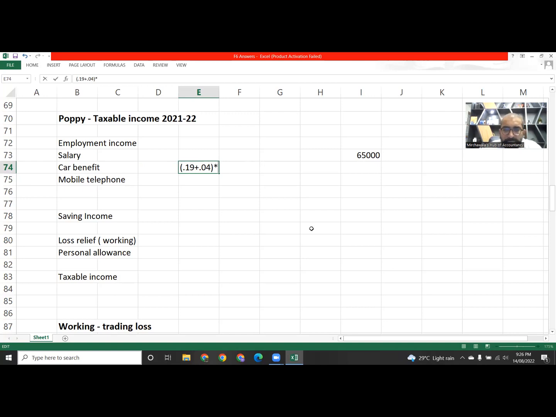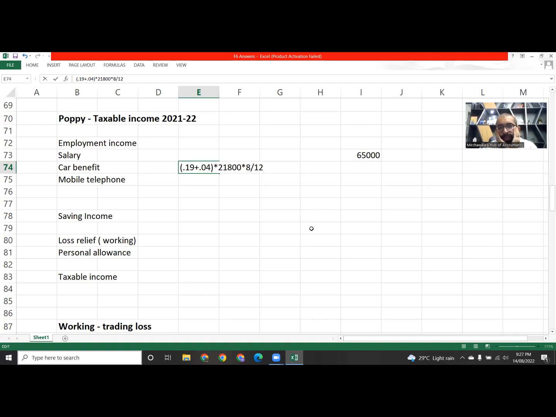Multiply the cost. What was the cost? Which cost should I pick? Before trade discount, which is 21,800. And then times 8 upon 12. This you have to do: 21,800 times 23% times 8 upon 12.